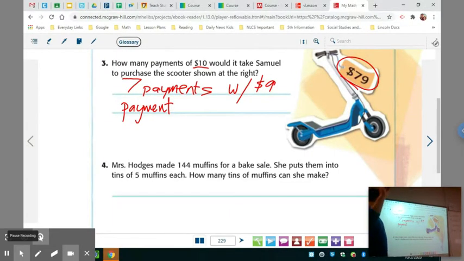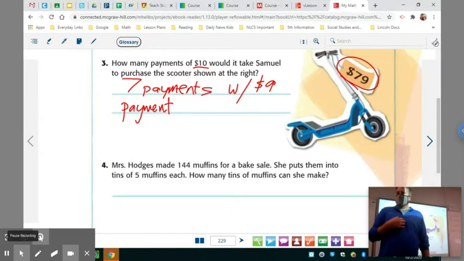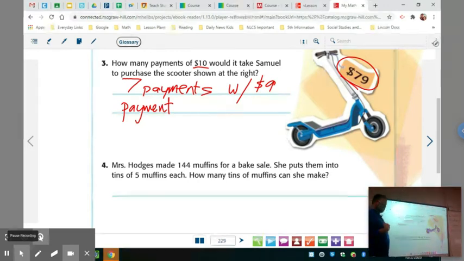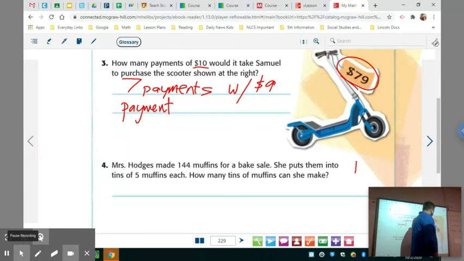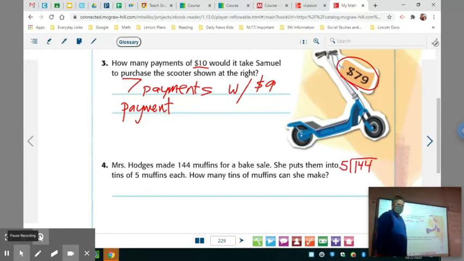Mrs. Hodges made 144 muffins for a bake sale. She puts them into tins of 5 muffins each. How many tins of muffins can she make? So what's my problem? Raise your hand. What is my problem, Brighton? 144 divided by 5.